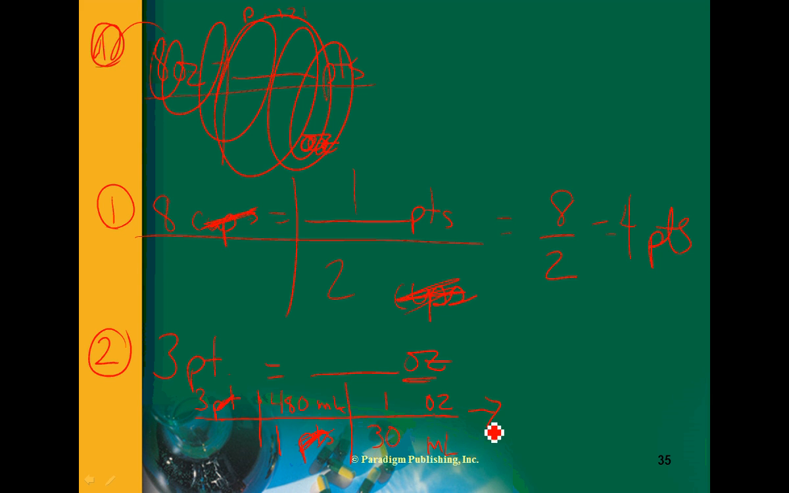Okay. So now all you do is multiply across. 3 times 480 times 1 is 1,440. And then you're going to divide it by 30 because you have 1 times 30. Okay. When you divide that out, it comes to 48. And we know it's ounces because the milliliters here will cross each other out. These ounces, and that's what we were looking for. So we have 48 ounces. So 3 pints equals 48 ounces.